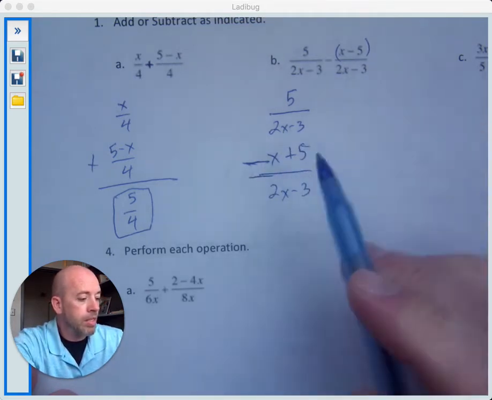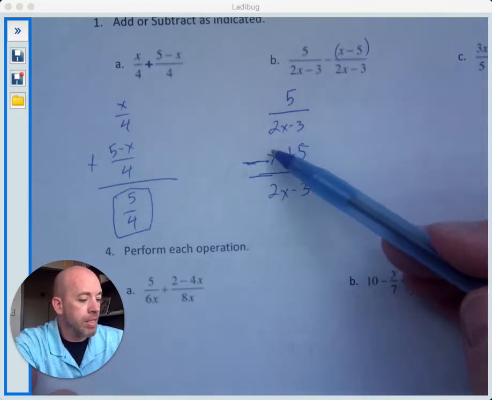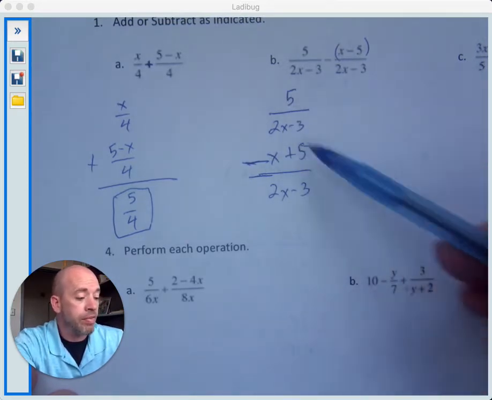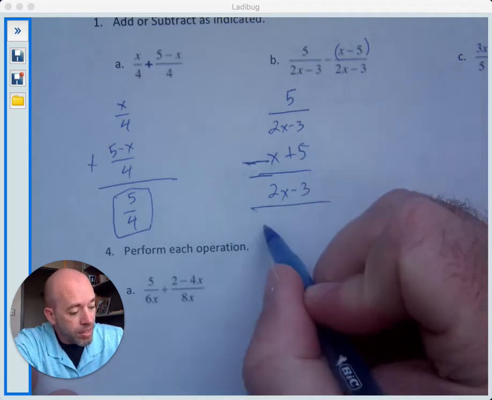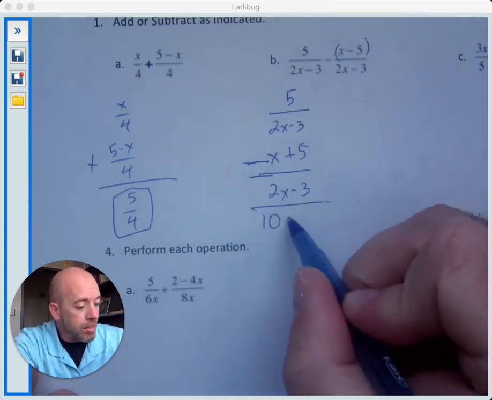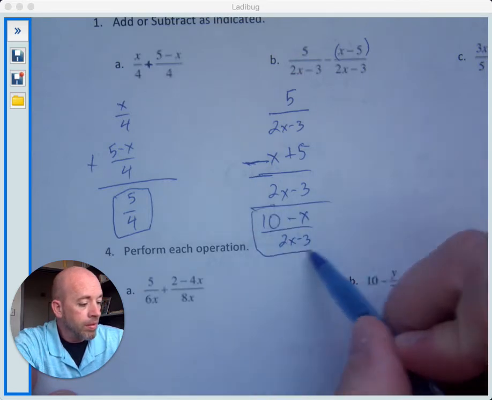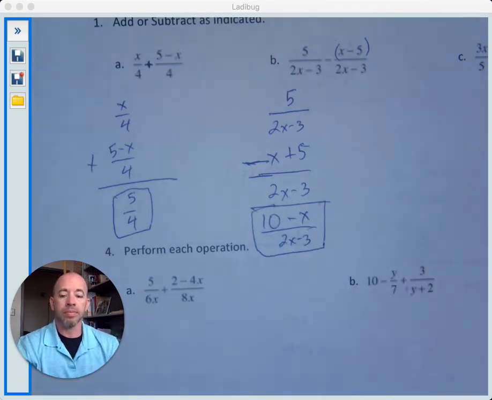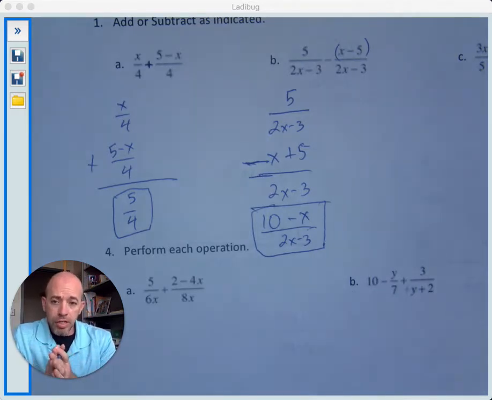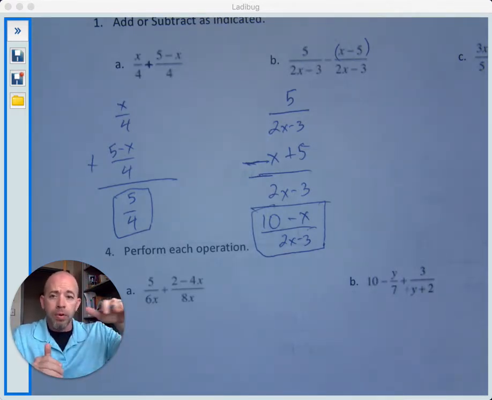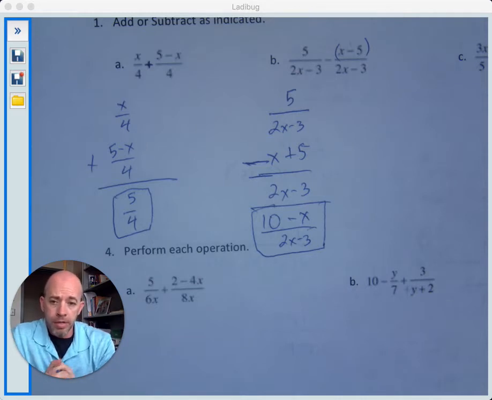So we have minus x plus 5. So 5 minus x plus 5. Well, we can combine the 5's, right? 5 and 5 is 10. And we have the minus x over 2x minus 3. And that would be our answer. So anytime you have a subtraction, don't forget to apply that minus sign to both parts of the numerator of the fraction you're subtracting.